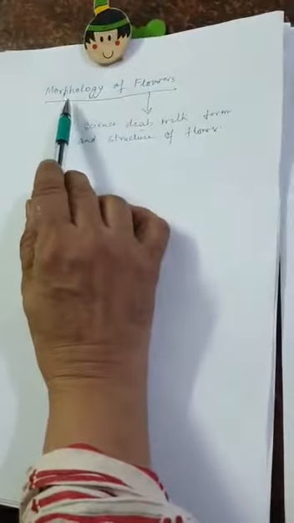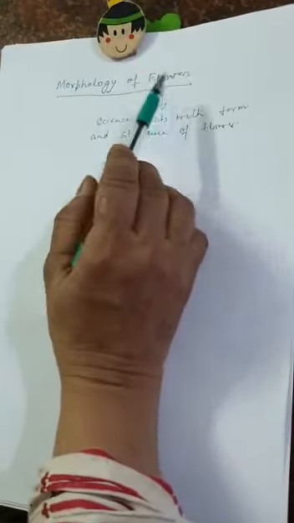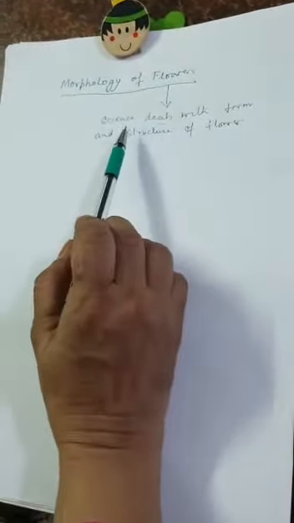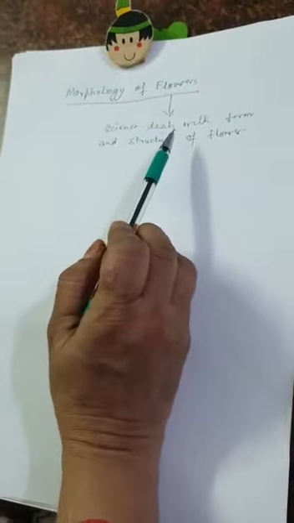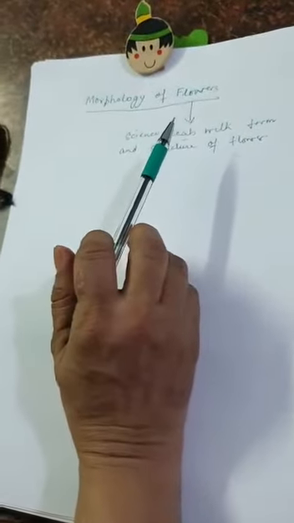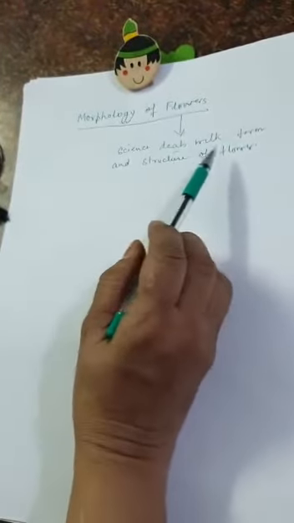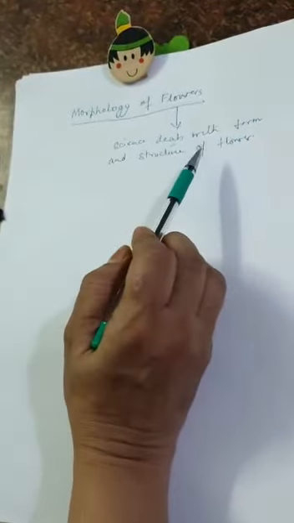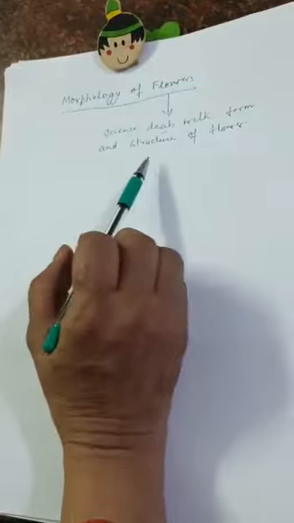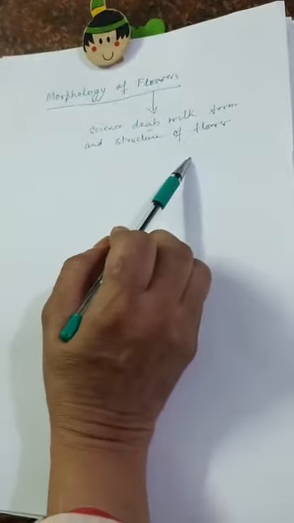Today's topic is morphology of flowers. Morphology of flowers is a science that deals with the form and structure of flowers. What is a flower? You all know. Flowers are the reproductive part of the plant. Without flowers, sexual reproduction is not possible in a plant.